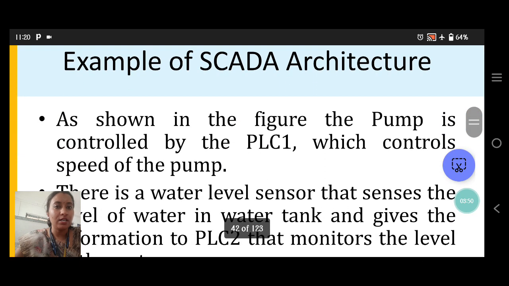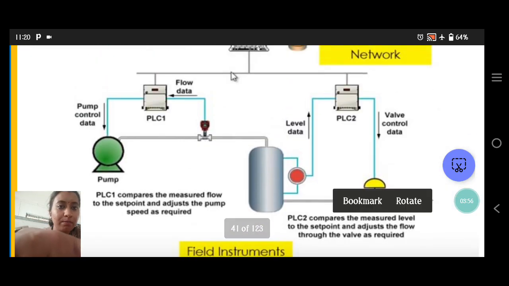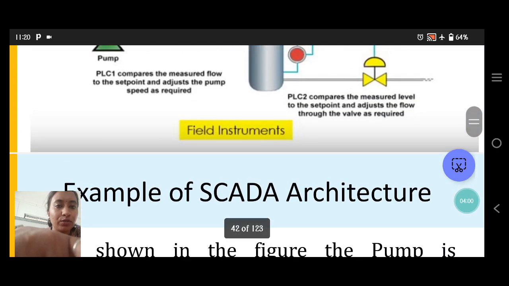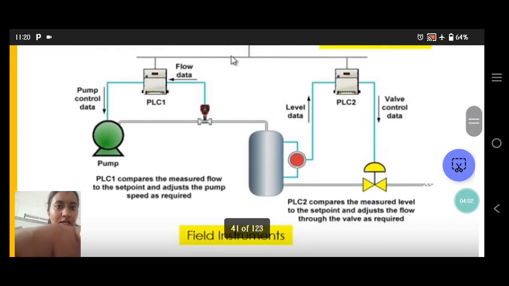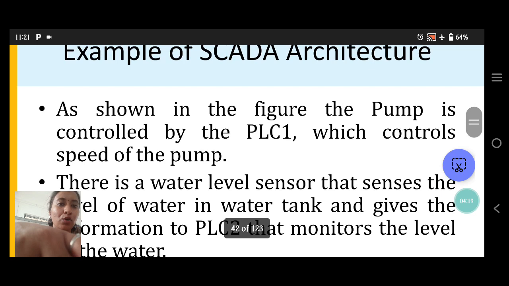Example of SCADA architecture as shown in the figure. See here, the pump is controlled by PLC1, which controls the speed of the pump. The whole control of the pump is in PLC1, so whether the speed is fast or slow, everything is controlled by PLC1. And there is a water level sensor that senses the level of water in a tank and gives the information to PLC2, which monitors the level of water.